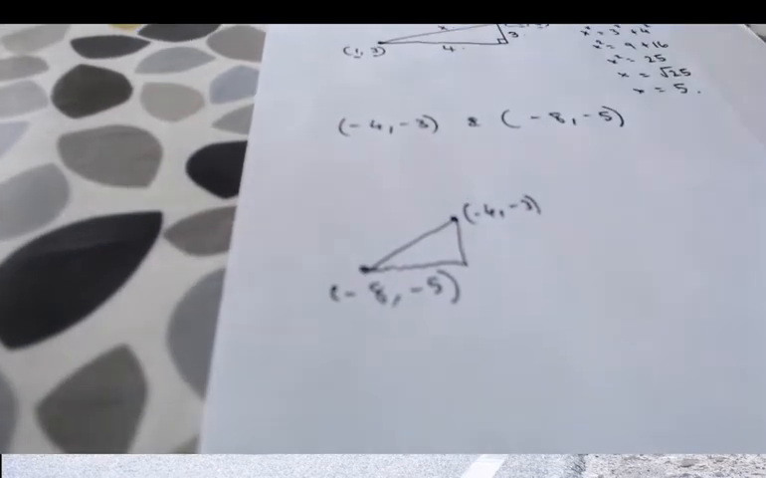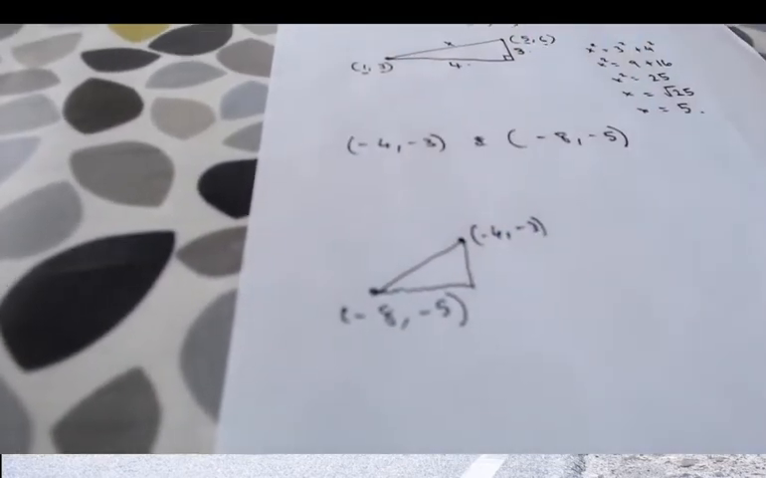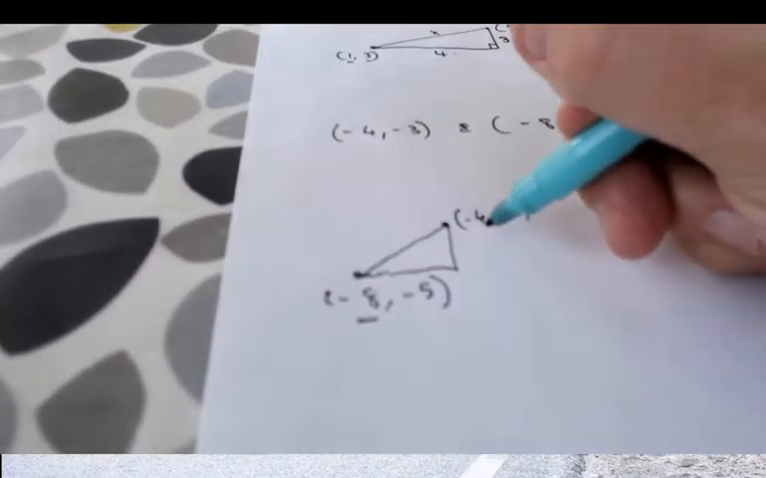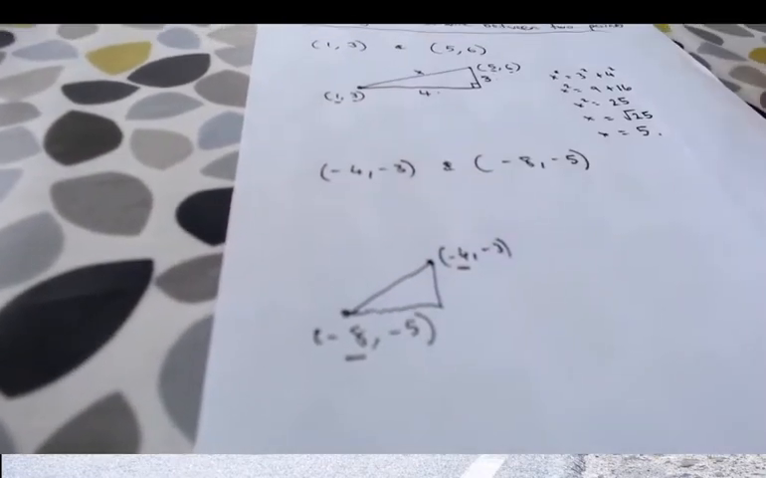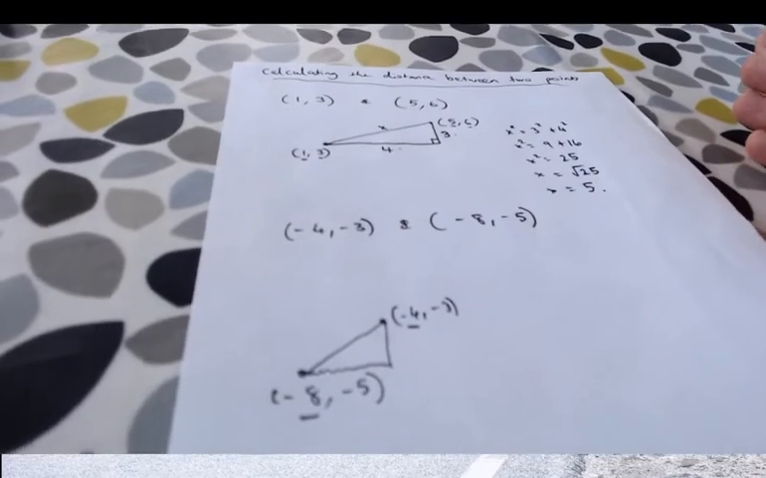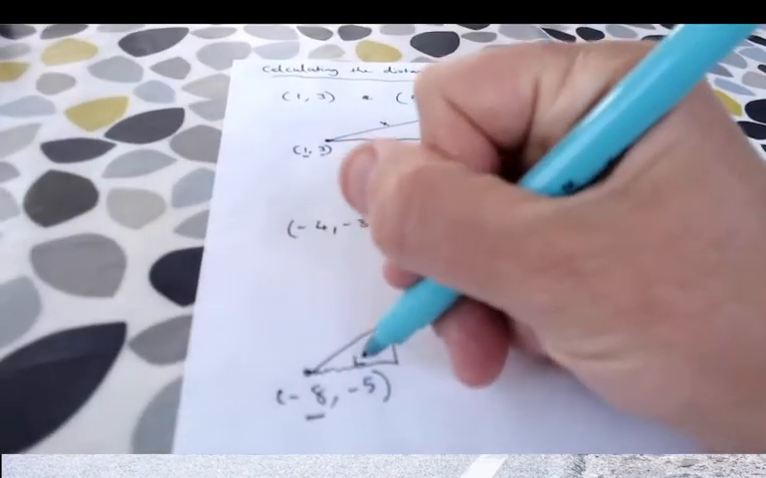Now, we're going to work out how far along it is, and to work out how far along it is, we'll look at the x-coordinates, the first numbers. So we're at -8, and then we're at -4. So what is the difference between those two numbers? The answer would be 4.